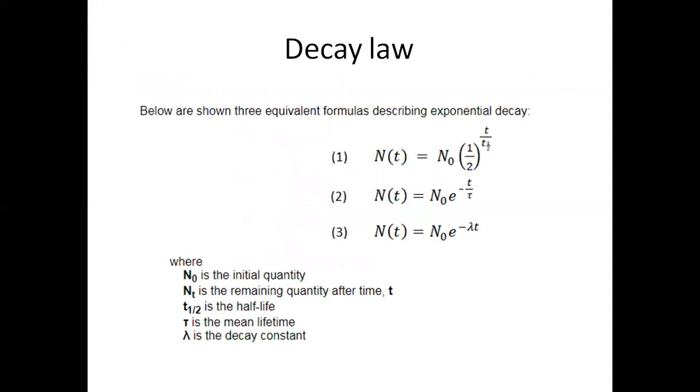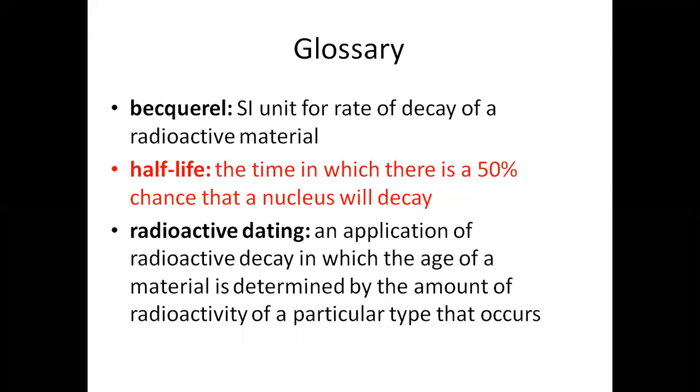And here the decay law is N is equal to N naught e to the power minus lambda t. Equation number 3 is very well known to you, and in our textbook we learn about equation number 3. Equations 1 and 2 are similarly correct, and you can solve any mathematical problem by any of the equations. These are equivalent equations. Here N naught is the initial quantity, N t is the remaining quantity, t half is the half-life, tau is the mean life, and lambda is the decay constant.